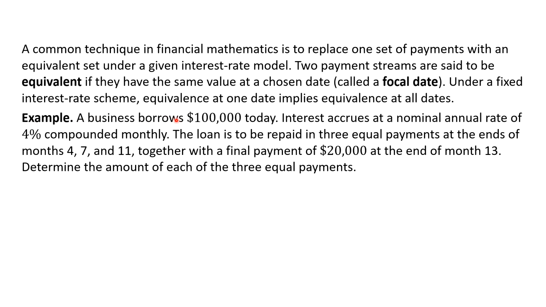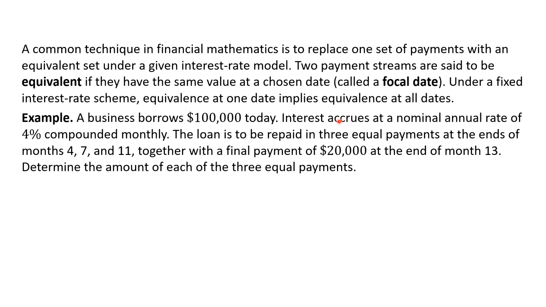A business borrows $100,000 today. Interest accrues at a nominal annual rate of 4% compounded monthly. The loan is to be repaid in 3 equal payments at the end of 4 months, 7 months, 11 months. So the key word here is equal payments over these 3 periods, together with a final payment of $20,000. So we know what the final payment is at the end of 13 months, but we don't know what these 3 are here.